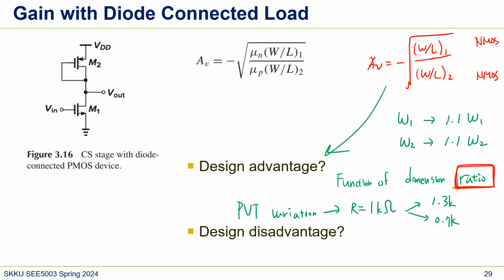So when we put a ratio there, it means that it's very immune to variation. So that's an advantage. If we draw the layout well, our gain is kind of constant. So it's immune to PVT variation. I mean, the gain is immune to PVT variation.